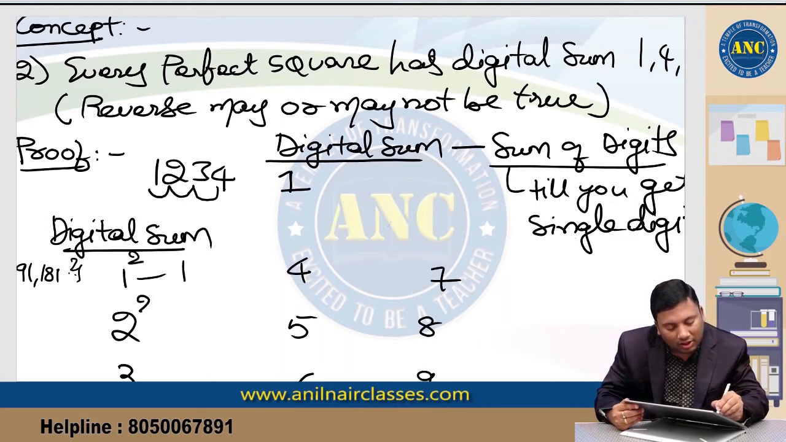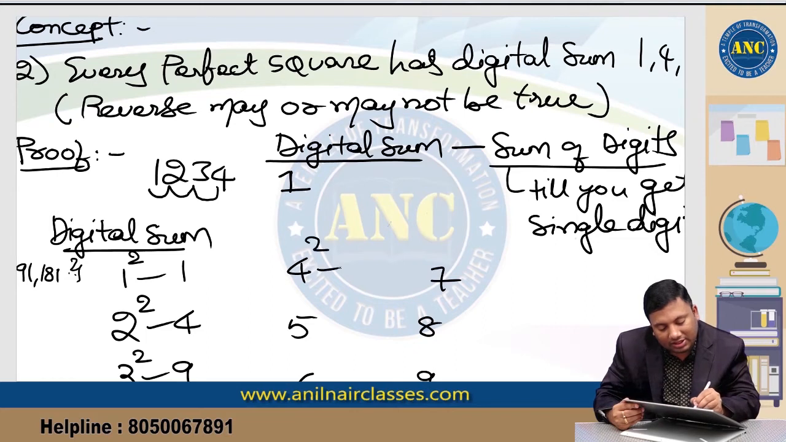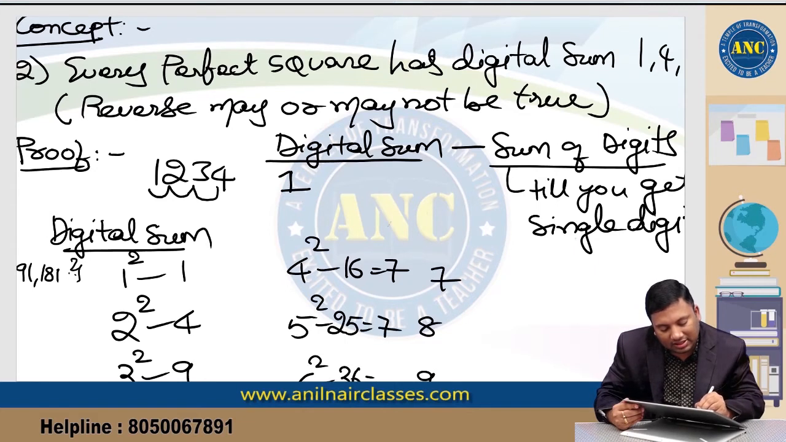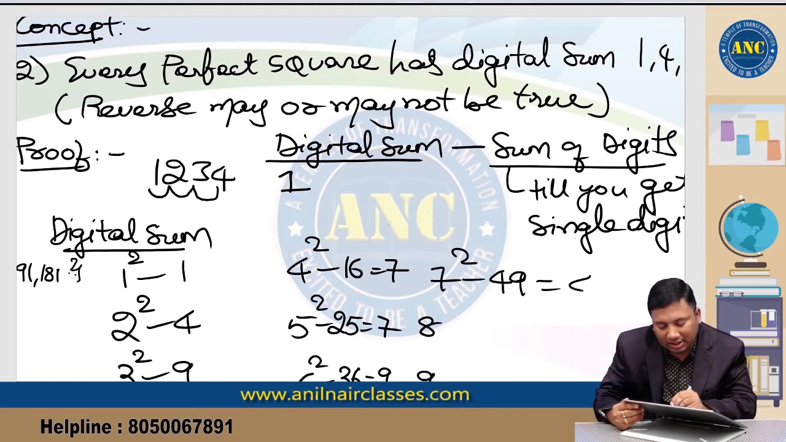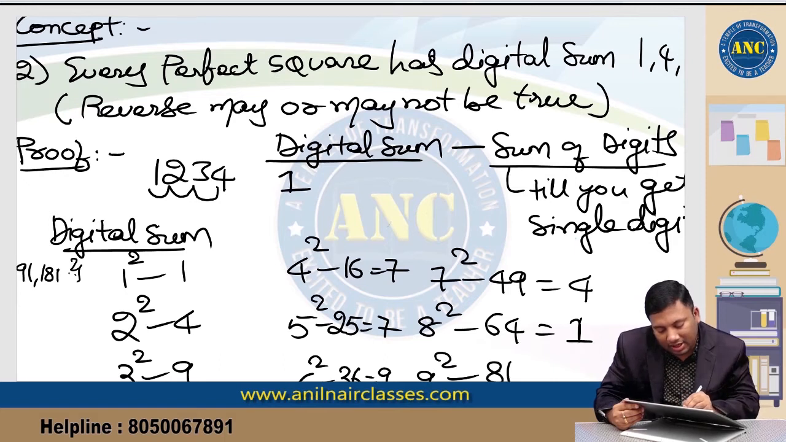1 square is 1, 2 square is 4, 3 square is 9, 4 square is 16, whose digital sum is 7. 5 square is 25, 2 plus 5 is 7. 6 square is 36, 3 plus 6 is 9. 7 square is 49, 4 plus 9 is 13, which gives 4. 8 square is 64, which is nothing but 1. 9 square is 81, 8 plus 1 is nothing but 9.